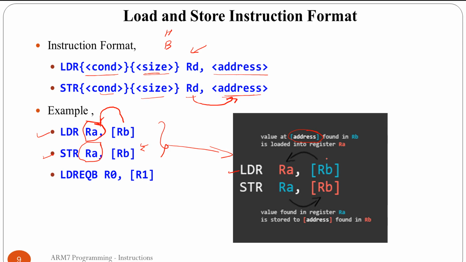Okay, and in the store instruction, the value from this register will be loaded into the address which is pointed to by this RB register. So the value found in register RA is stored into the address found in RB.